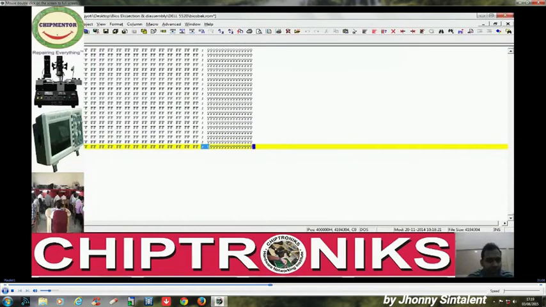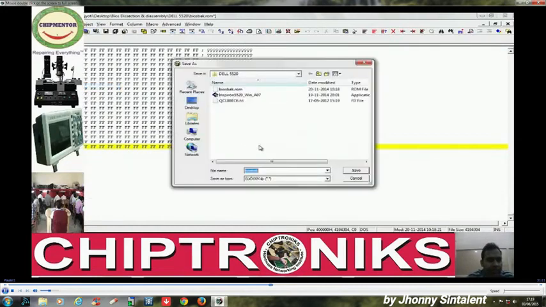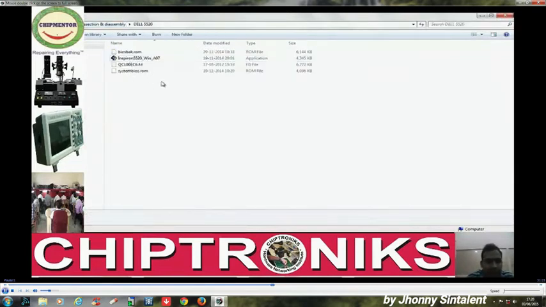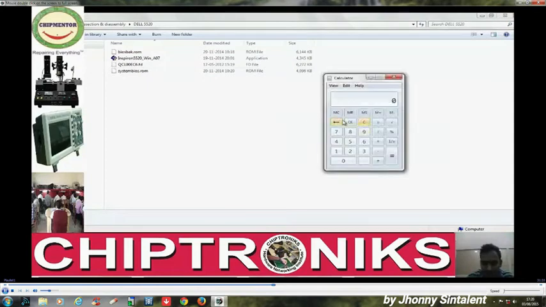Okay, so this is our system BIOS. You can save it as systembios.rom. And you see in the file, go here, Dell 5520, and you can see this is systembios.rom, a 4 MB file, 4 into 1024, that is 4096 KB. You see, this is the exact system BIOS.ROM.